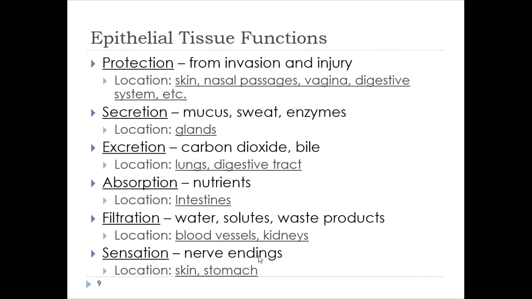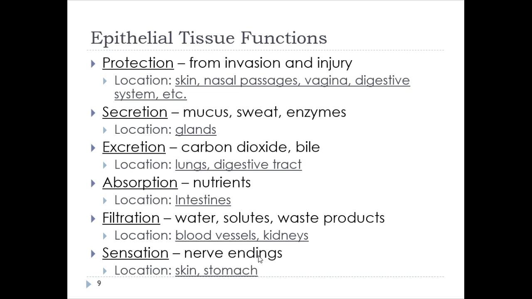Our digestive system. We have, it helps us secrete. There are some specialized ones that secrete mucus, and there's some specialized ones that secrete sweat, and then there's some specialized ones in our mouth that secrete enzymes to help us break down food as we're eating. The location, these are all going to be in different glands that we'll talk about soon.